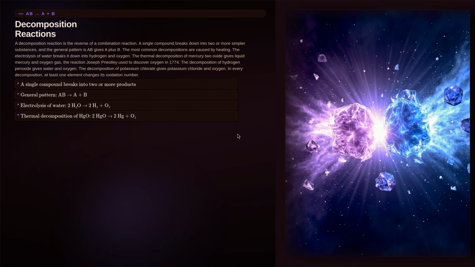In every decomposition reaction, at least one element changes its oxidation number. The element that started in a positive oxidation state in the compound is reduced to 0 in the element, and any element that started negative, like oxygen in an oxide, is oxidized to 0 in the element. Decomposition reactions are the workhorse of analytical chemistry and metallurgy.